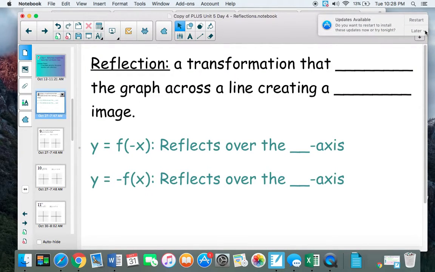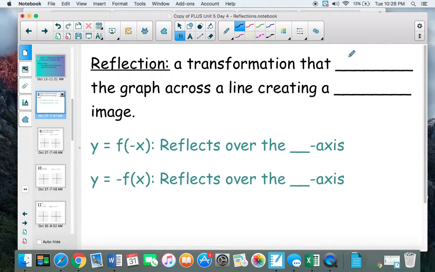Alright, so reflection. Reflection is a transformation that flips the graph across a line, so usually the x or the y-axis, and it creates a mirror image. So we're going to be working with two types of reflections. We're going to be working with a reflection inside of our parentheses. Inside flips over the y-axis, and excluded or outside, I always say excluded x, flips over the x-axis.